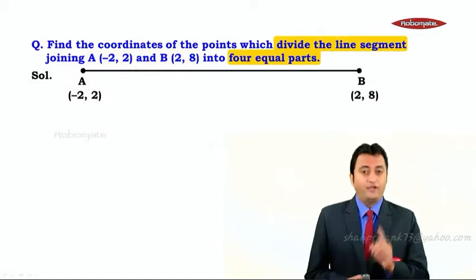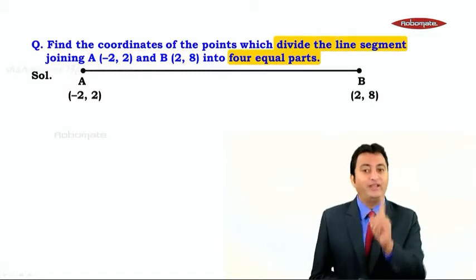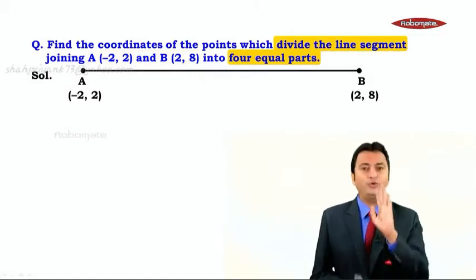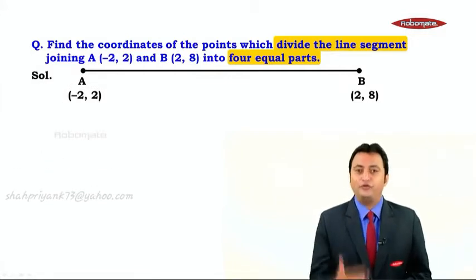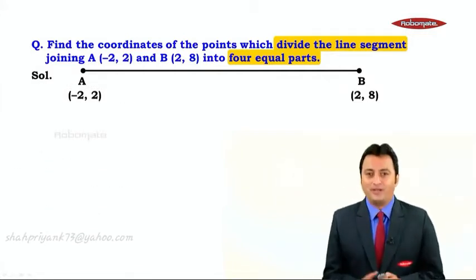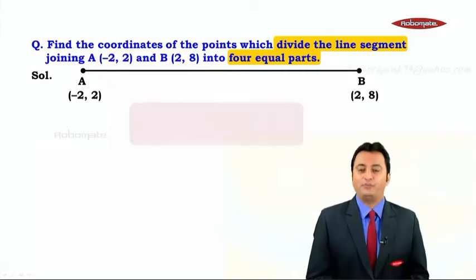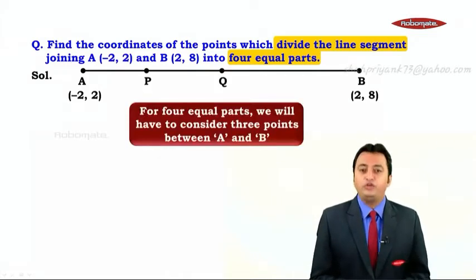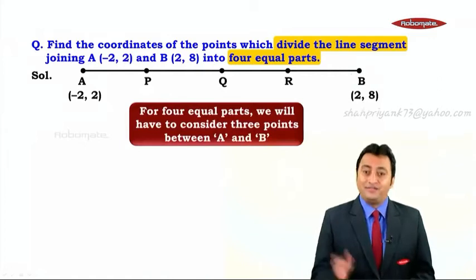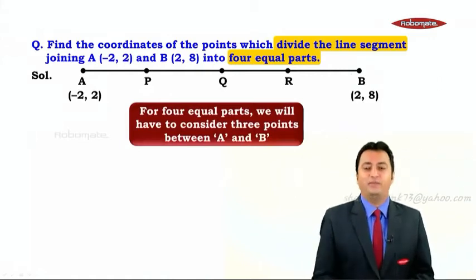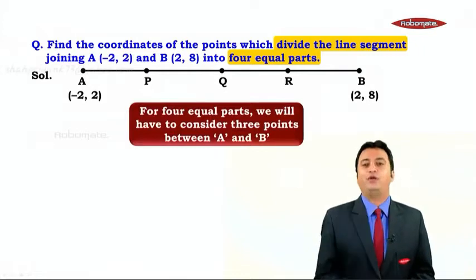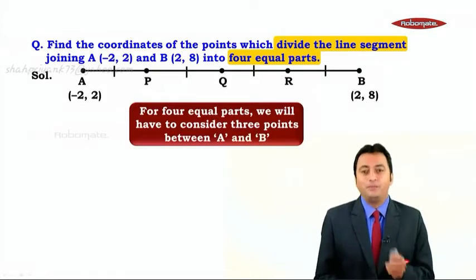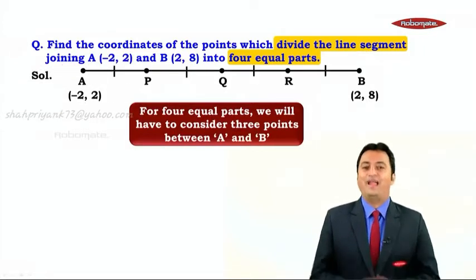Now remember, when we mark one midpoint, it divides the segment into 2 equal parts. So if I want 4 equal parts, I should mark 3 points on segment AB. Let's mark those 3 points, P, Q and R. These are the 3 points on segment AB which will divide the segment into 4 equal parts: AP, PQ, QR and RB.